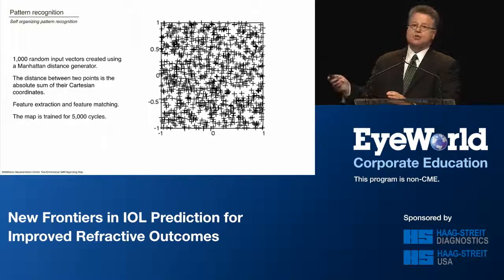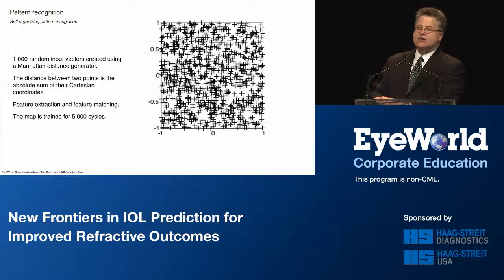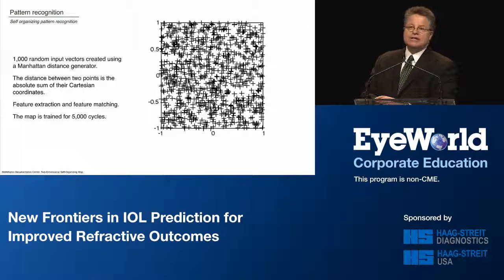So here's another example. This is a square. It's got 1,000 random input vectors. And these vectors were generated by something called a Manhattan distance generator. The Manhattan distance is the absolute sum of Cartesian coordinates. They end up looking like little squares, like the city blocks of Manhattan. And we're going to ask an artificial intelligence algorithm to tell us the internal organization of this seemingly chaotic picture.